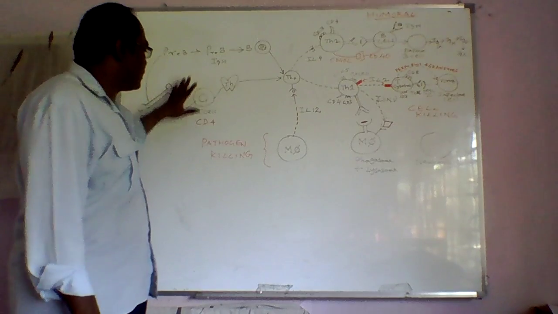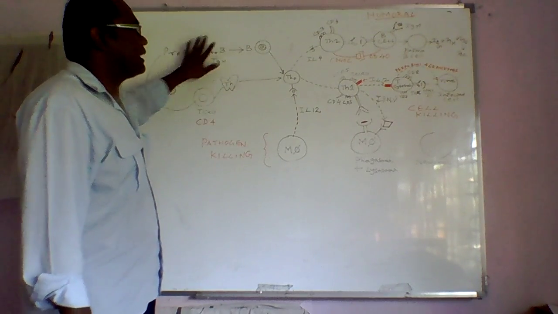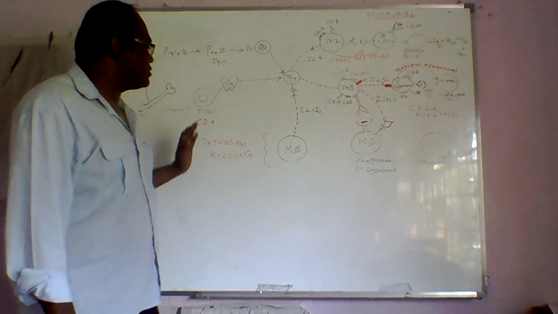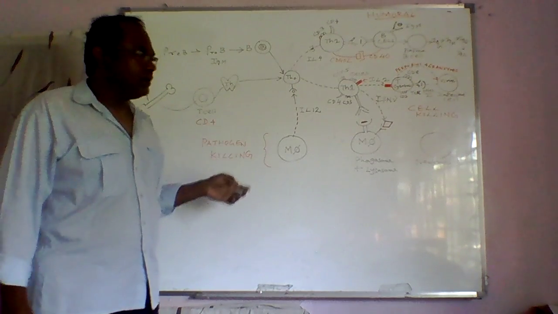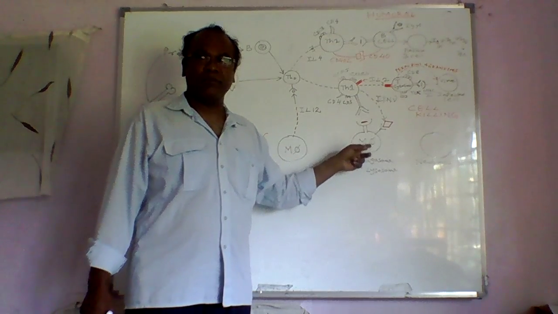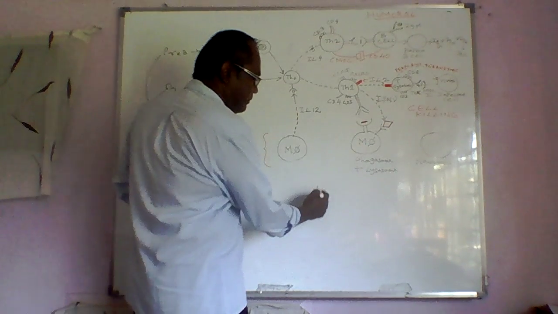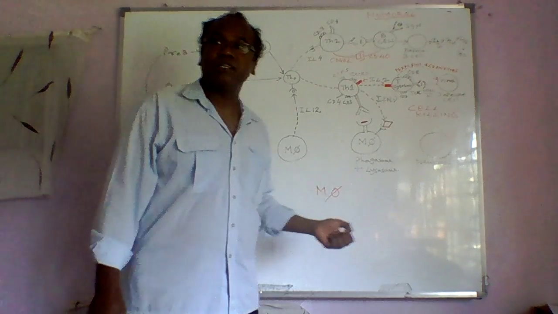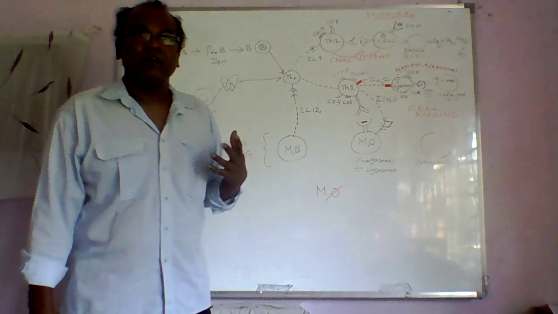Now, keeping this part of the drama, we are going to move further down. I'm going to introduce another player in this drama, which is called a macrophage. M5, this is a symbol for macrophage. We just put M and then a 5 across like that. It's called a macrophage. Now, what is a macrophage?